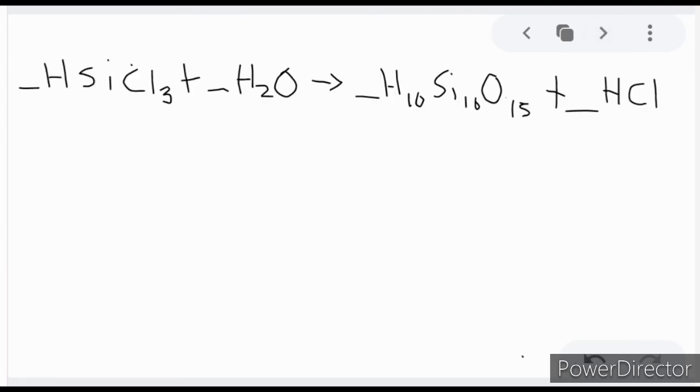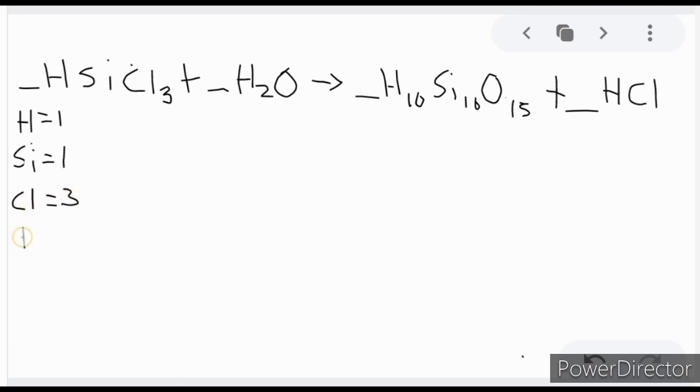Now let's try this final problem. So we have blank HSiCl3 plus blank H2O yields blank H10Si10O15 plus blank HCl. So that is the balanced chemical equation. We have involved elements like H, which is equal to 1, Si, which is also equal to 1 because there is no subscript visible. Then we have Cl, which is equal to 3.